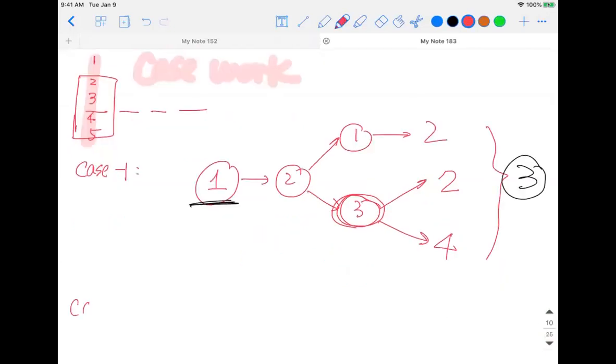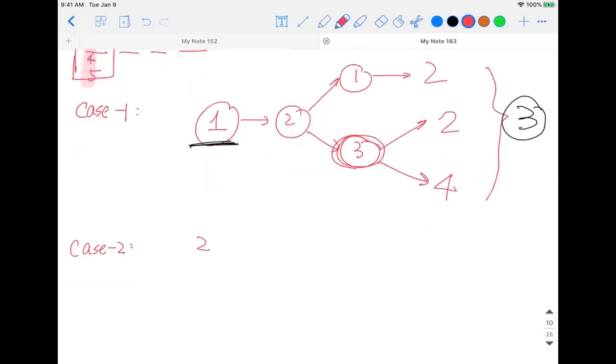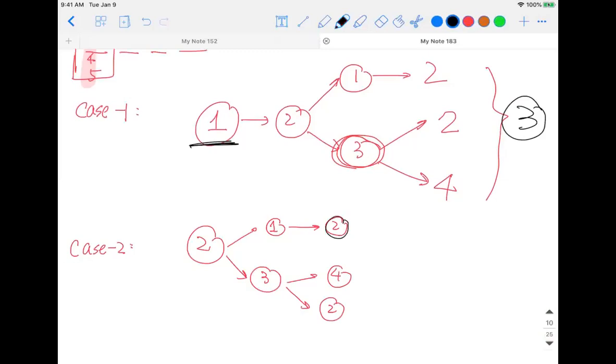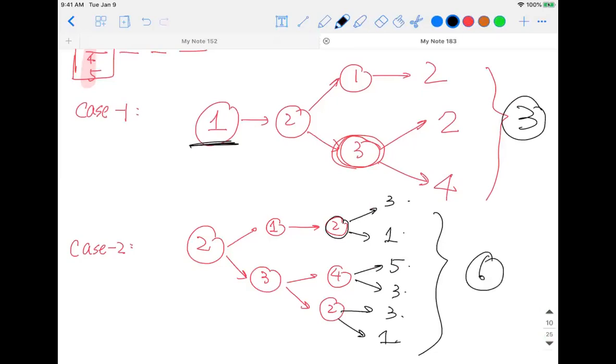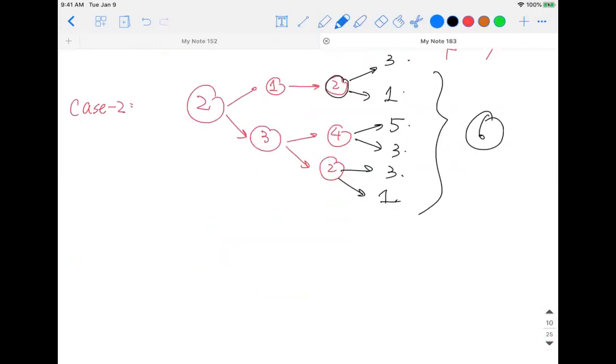Okay. Then I go to case number 2. If I start with number 2, the second digit can be 1 or can be 3, right? If I have number 1 as the second, the third one can only be 2. If I have number 3 as the second, the third one can be 4 or can be 2. Very intuitive, right? If I have this number 2 as my third digit, my last digit can be 3 or can be 1. If this guy is going to be 5 or 3, right? This is going to be 3, this is going to be 1. So in total, I have how many? 1, 2, 3, 4, 5, 6. I have 6 different numbers. See, this is not magic, right? It's so understandable.